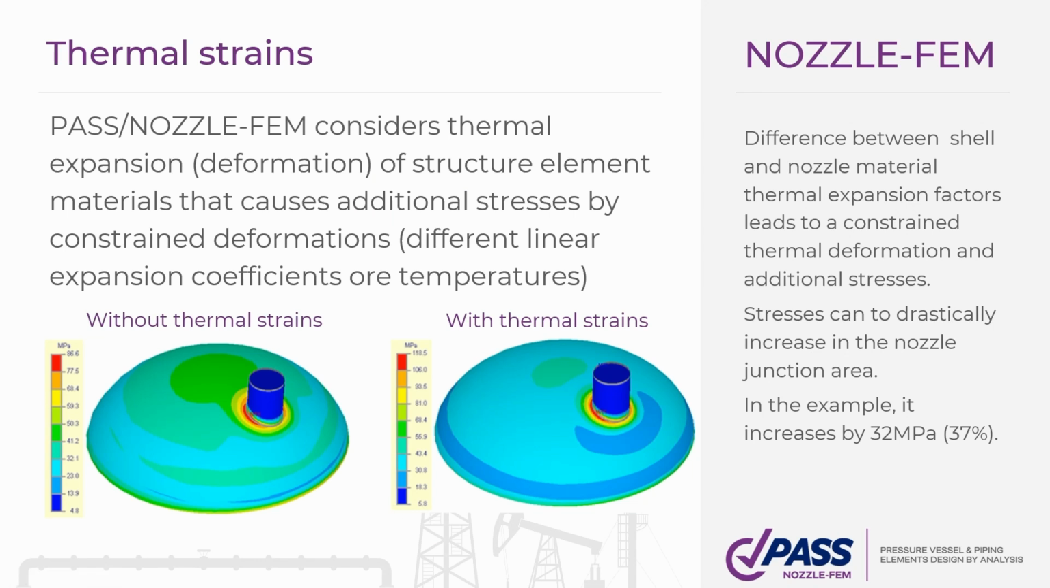Thermal strains. The program considers thermal expansion deformation of all structure element materials that causes additional stress by constrained deformations. The reason may be different linear expansion of materials or temperatures. In the slide, you can see an example without and with thermal strains. And thermal strains increase common stresses by 37%.